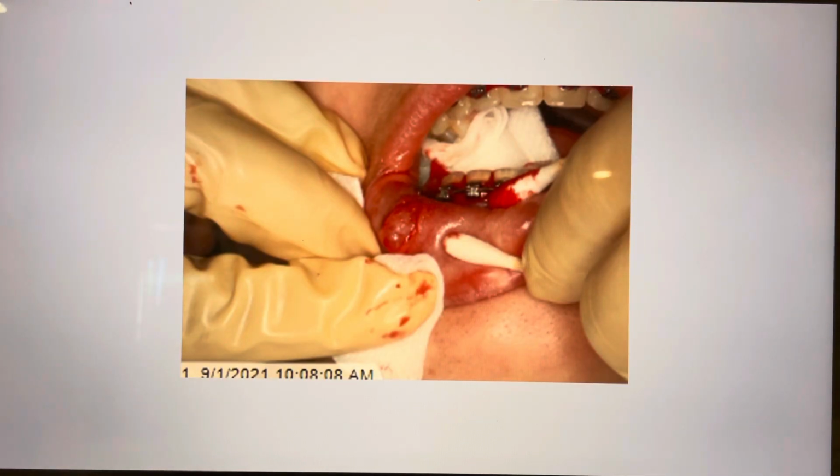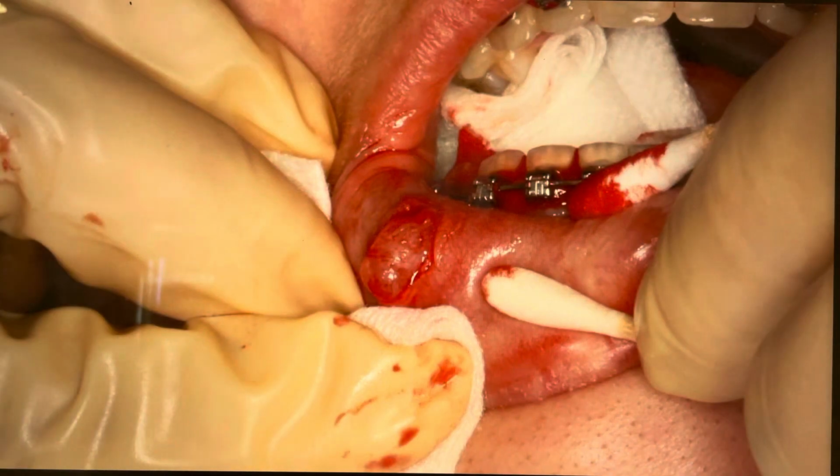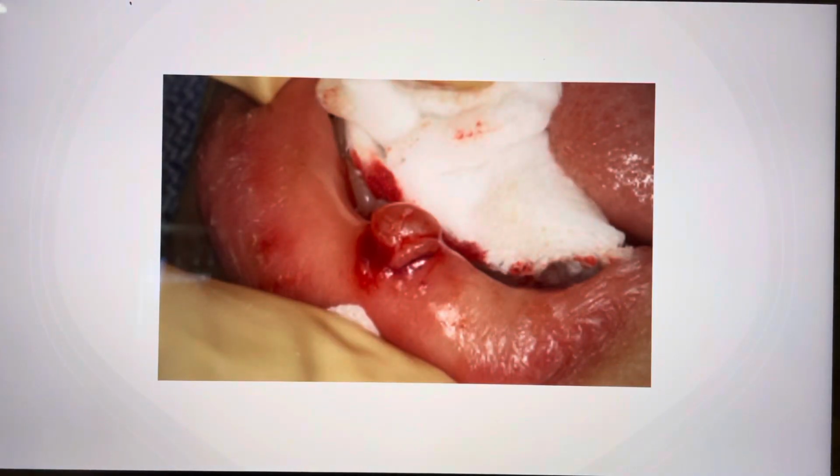When I remove mucoceles, I numb that area, I do a small incision, and then by shaving the tissue around it, it shows up. It really looks like a balloon. It comes up, and finally we get to this part where the cyst is totally exposed.